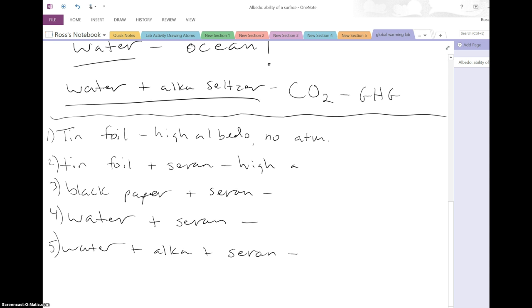Now, tin foil and saran wrap would only slightly change from number 1. This would be high albedo with the atmosphere. Now, if we switch some things around and we're in trial 3, we've got black paper and the saran wrap. So that would mean we'd be talking about low albedo with the atmosphere. So what would we do for number 4 and number 5? I'm going to let you fill those in. I will be making a video shortly talking about controls and how to answer some of those discussion questions.